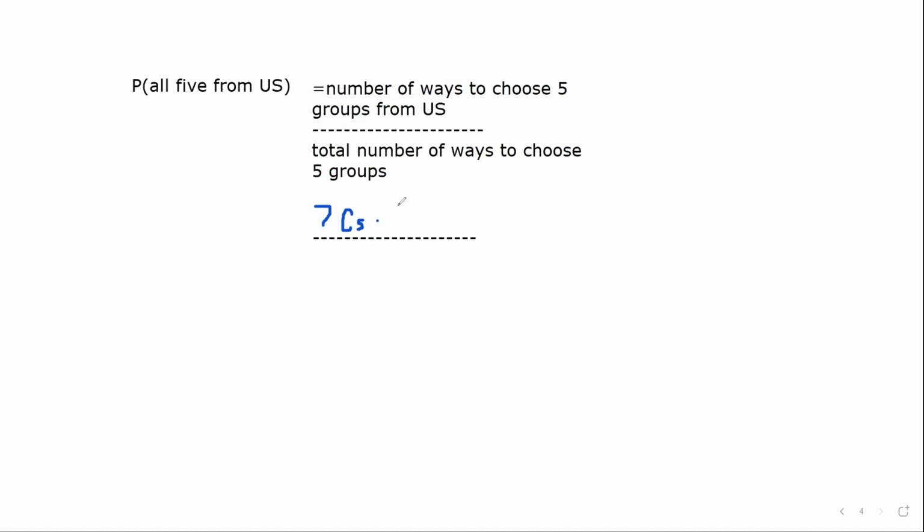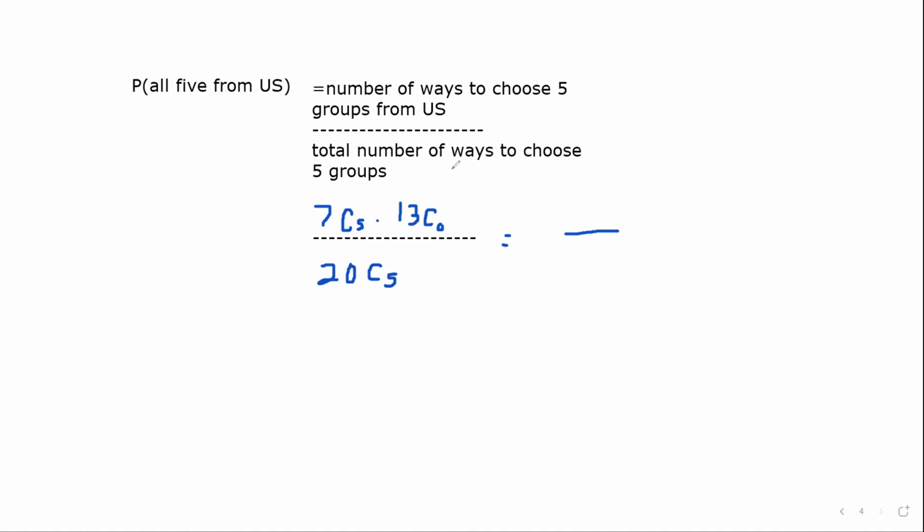7 choose 5. And then from the 13 that are outside the US, we're not choosing any: 13 choose 0. And at the bottom, the number of ways to choose 5 groups. Remember, we had a total of 20, and we're choosing 5. We know what that is because we've calculated it. So this is just one of the terms from a problem that we already did.